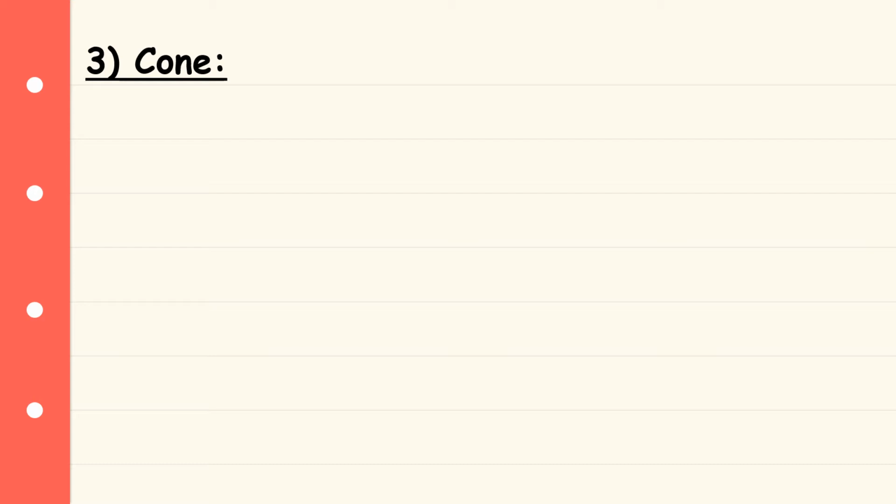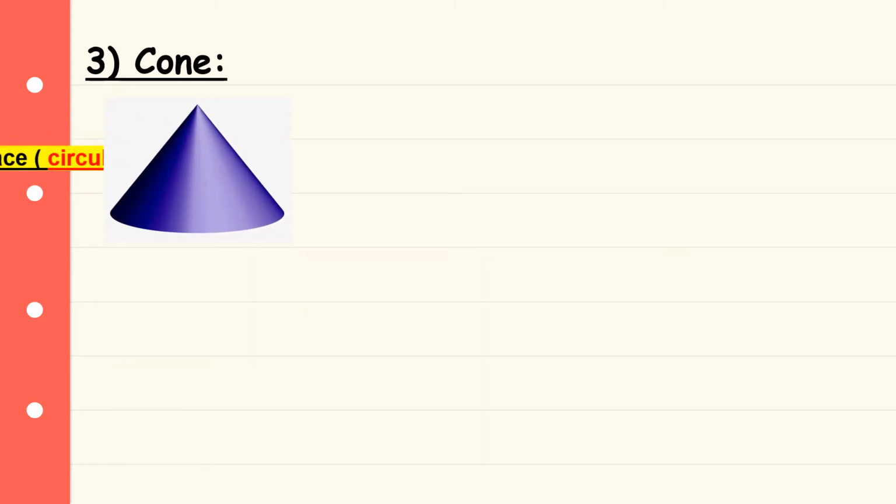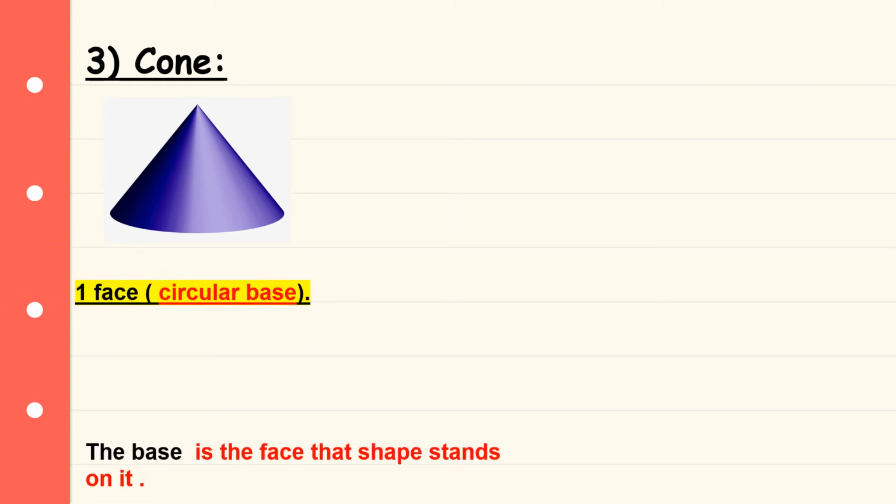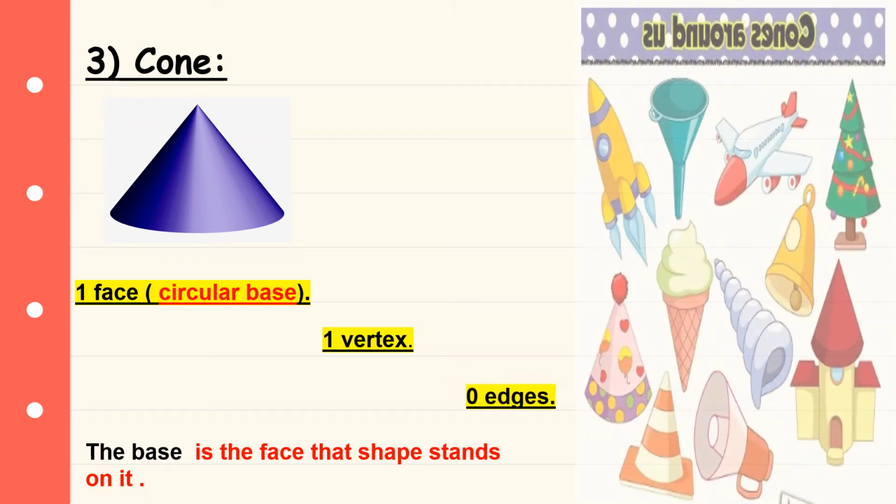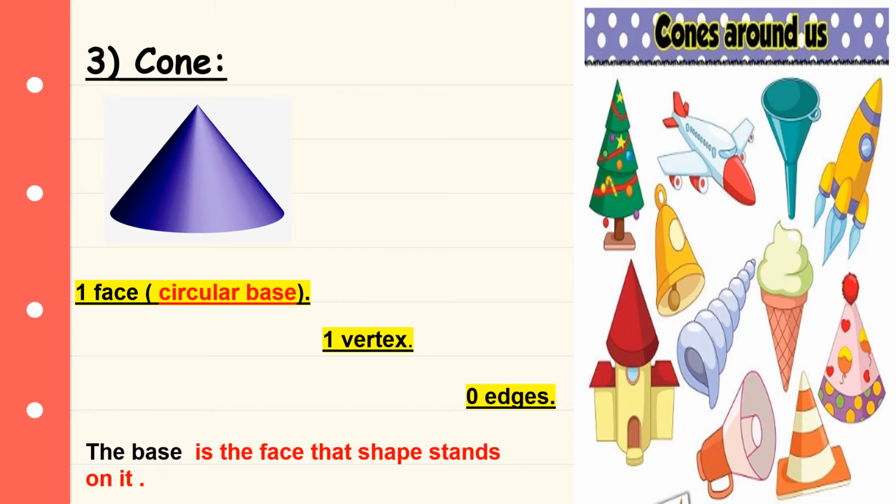Third shape, we called it cone. How many faces in the cone? It has 1 face. Circular base. What is the meaning of base? The base is the face that the shape stands on. How many vertices? It has 1 vertex. And how many edges? 0 edges. We can find cone in our real life like the Christmas tree, the bell, and the ice cream cone also.